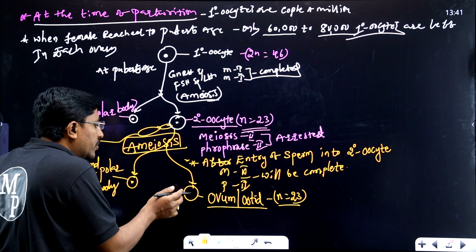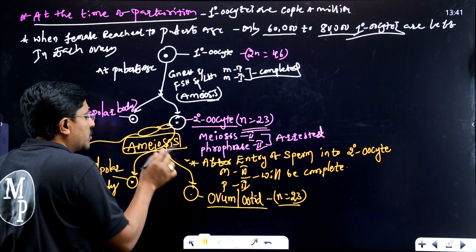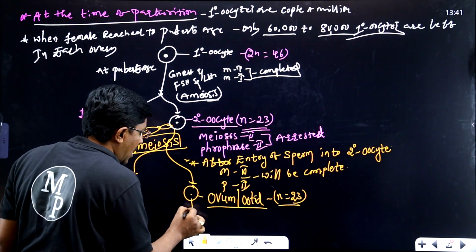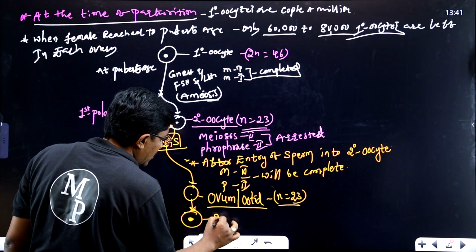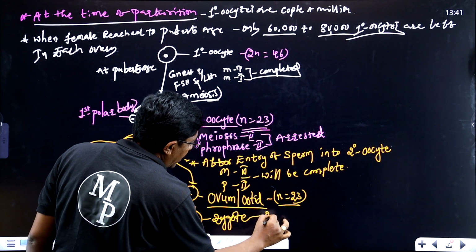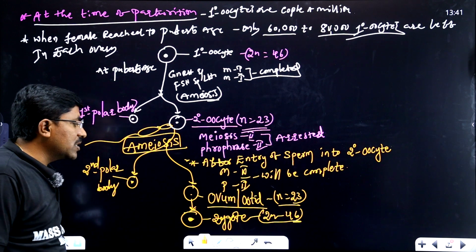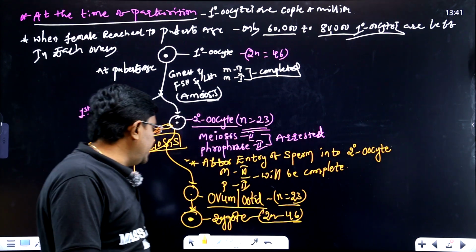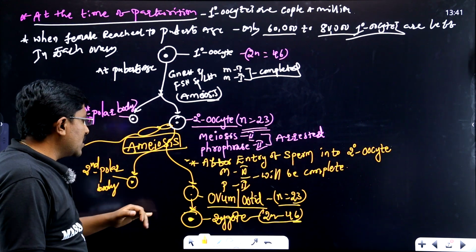Now the nucleus of the ovum and the nucleus of the sperm fuse and form the zygote. The zygote is diploid, with 46 chromosomes. This is the complete oogenesis process.